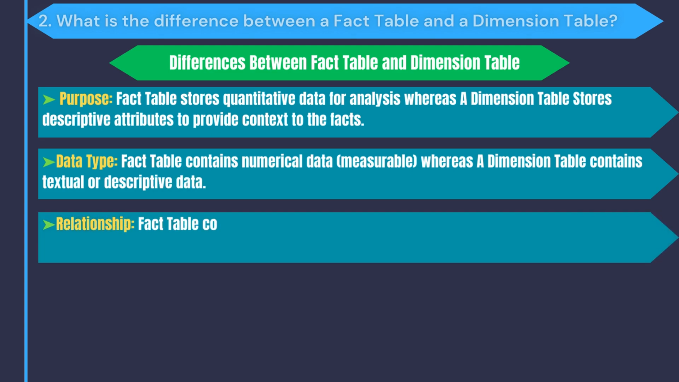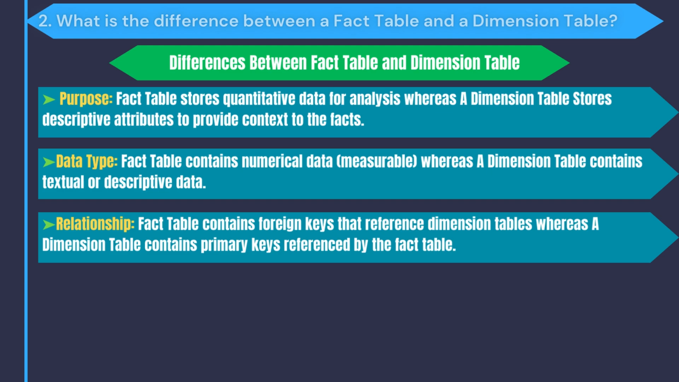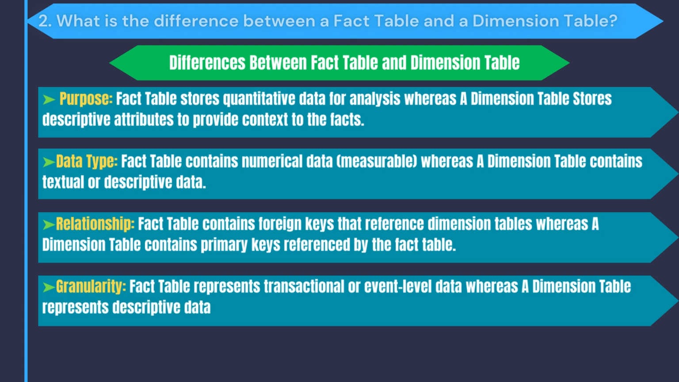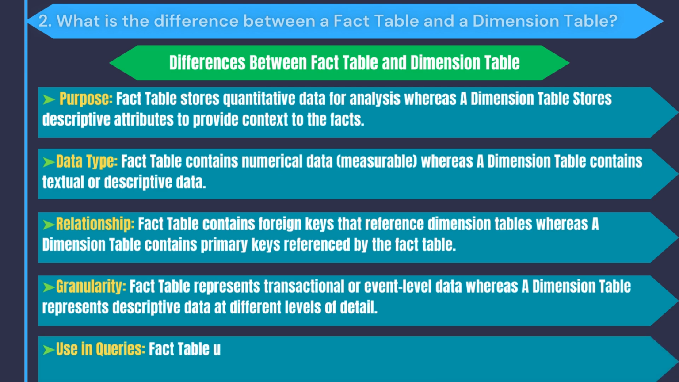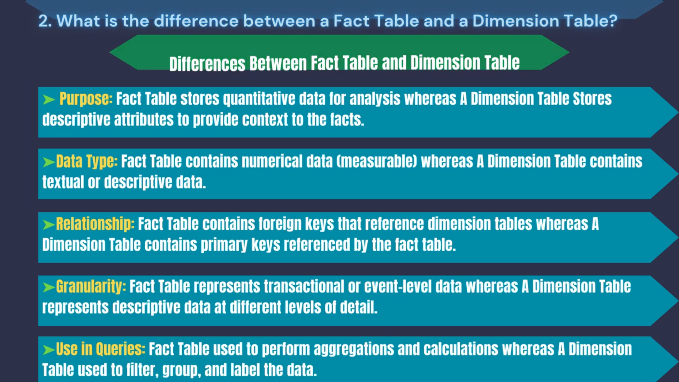C. Relationship. Fact table contains foreign keys that reference dimension tables, whereas a dimension table contains primary keys referenced by the fact table. D. Granularity. Fact table represents transactional or event-level data, whereas a dimension table represents descriptive data at different levels of detail. E. Use in queries. Fact table used to perform aggregations and calculations, whereas a dimension table used to filter, group, and label the data.